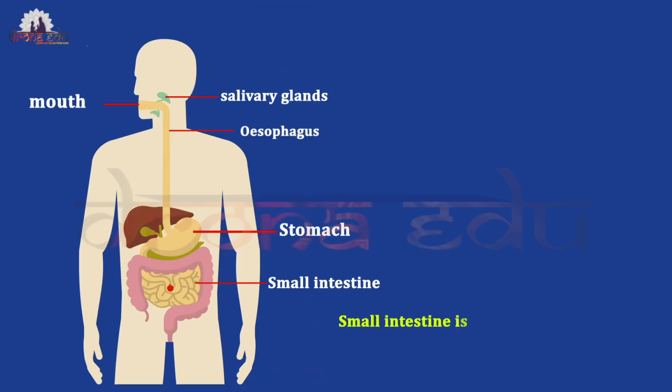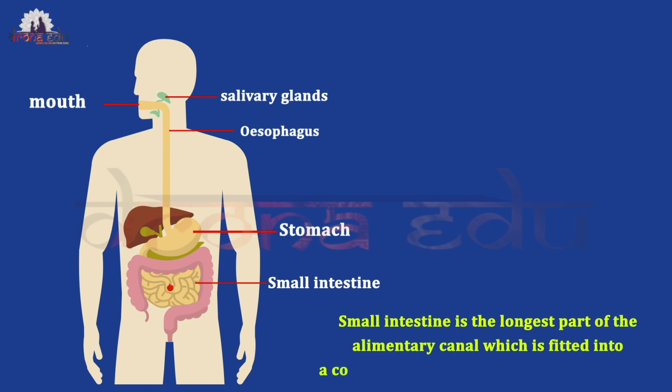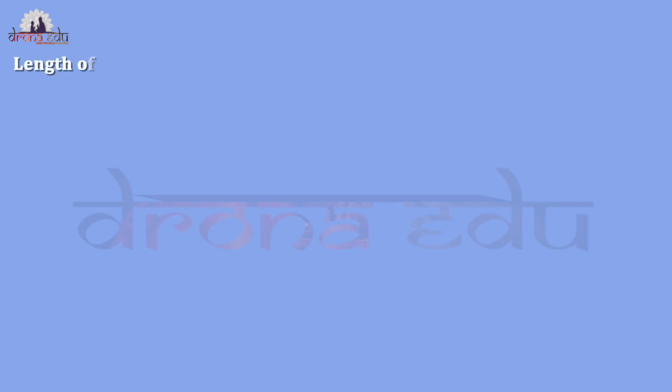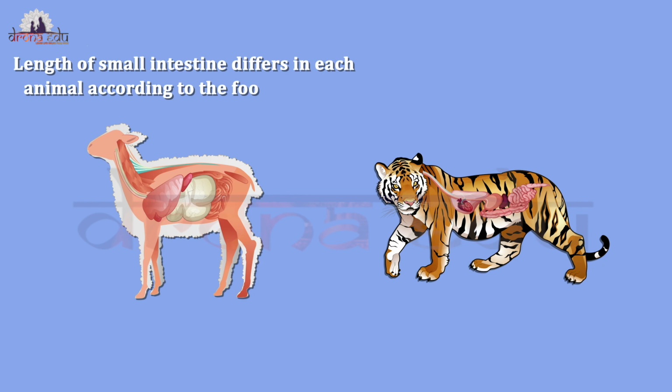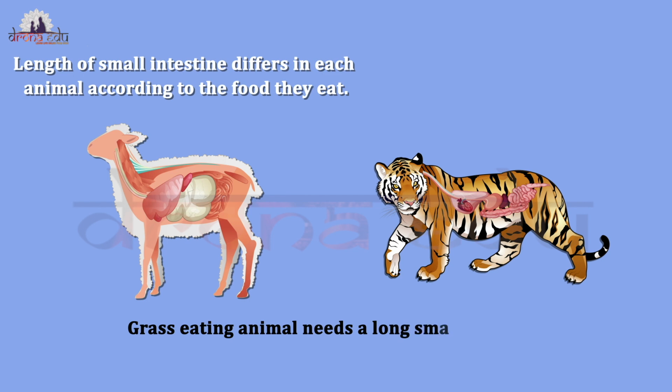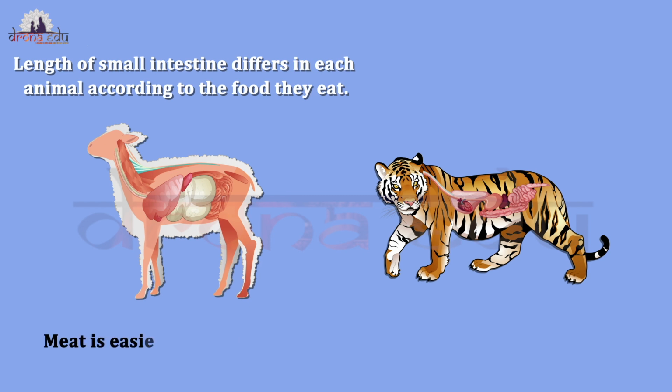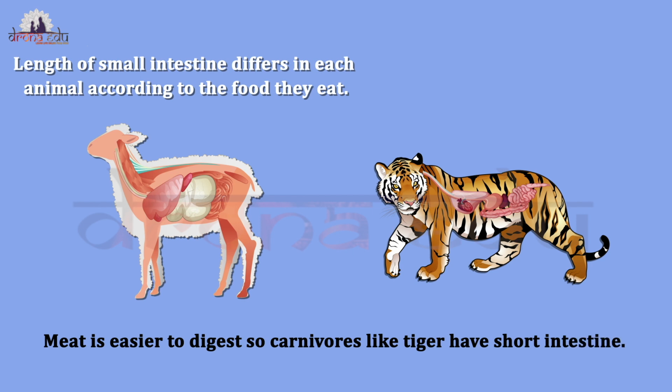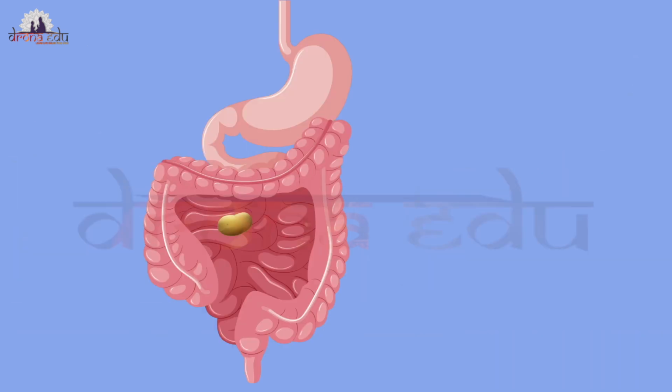The small intestine is the longest part of the alimentary canal, which is fitted into a compact space because of extensive coiling. The length of the small intestine differs in each animal according to the food they eat. Grass-eating animals need a long small intestine for cellulose to be digested. Meat is easier to digest, so carnivores like the tiger have a short intestine. The digestion of carbohydrates, proteins and fats happens in the small intestine.